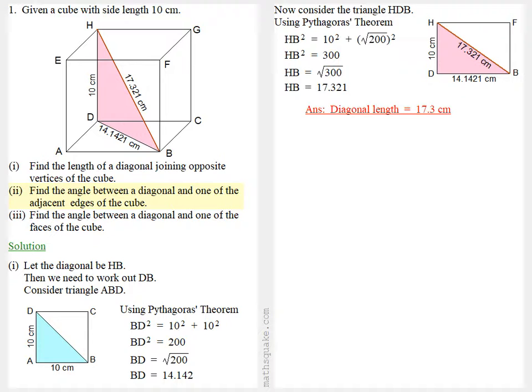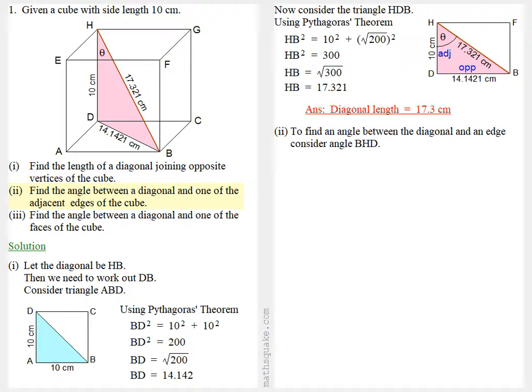Now, for part 2, we want to find the angle between a diagonal and one of the adjacent edges of the cube. So, to find the angle between the diagonal and an edge, consider the angle BHD. In the diagrams, we can mark this as the angle theta. Now, the side DB is 14.1421 centimeters long, and that's the opposite side from the angle theta. The side HD is 10 centimeters, and that's the adjacent side.